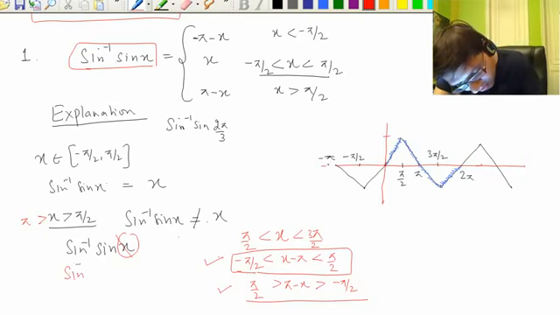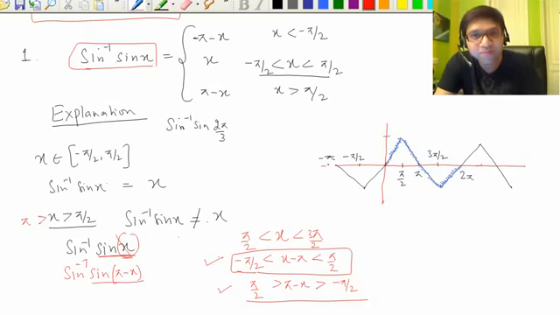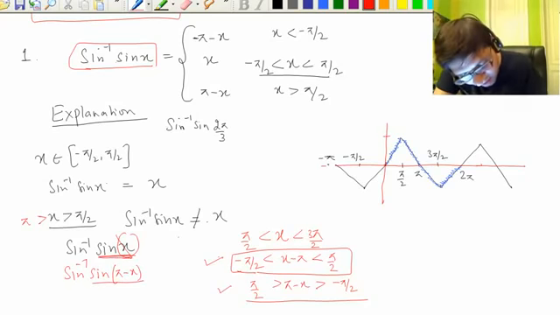Why? Because we can write this x as pi minus x, as it's a trigonometric formula: sin x can be written as sin of pi minus x. Now this pi minus x is in the principal value branch of sine inverse. There is no problem, we can cancel sine inverse with sine, and what we get is pi minus x.